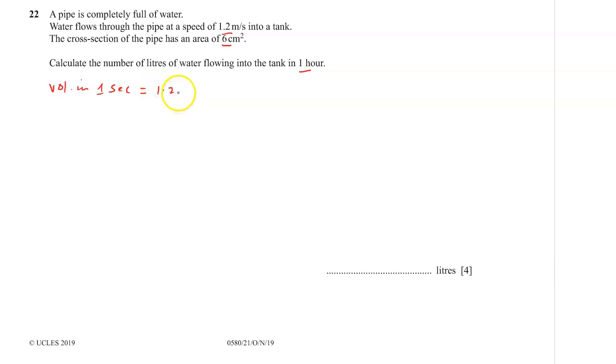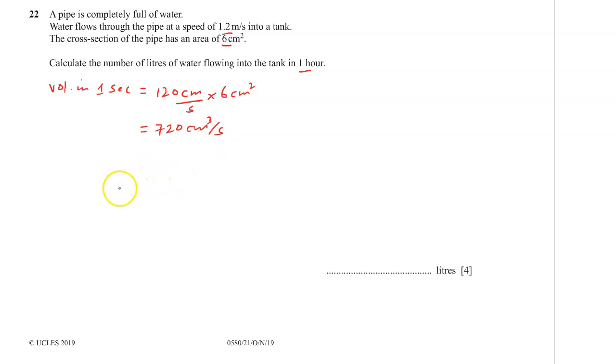1.2, this is meters, so I change this into centimeters. 120 centimeters per second times 6 centimeters squared. So the volume per second will be 720 centimeters cubed every second. All right.